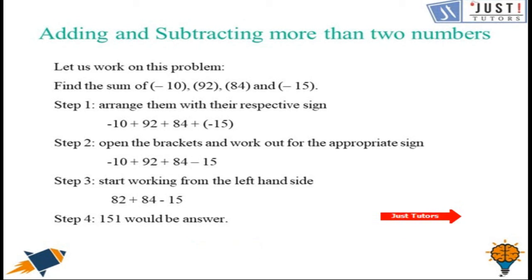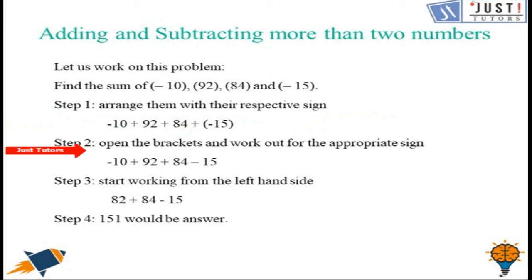Let's try to understand the given concept with the help of the given example. We'll be finding the sum of given numbers. We have two positive numbers here and two negative numbers here. The first step is to arrange them with their respective signs.